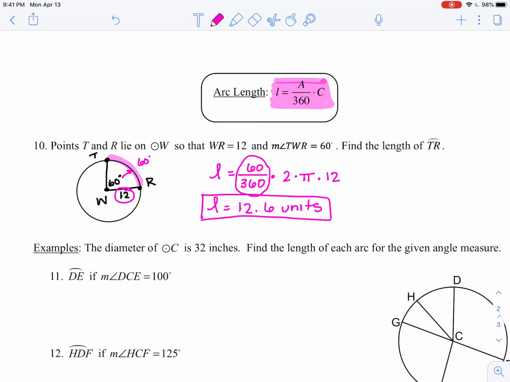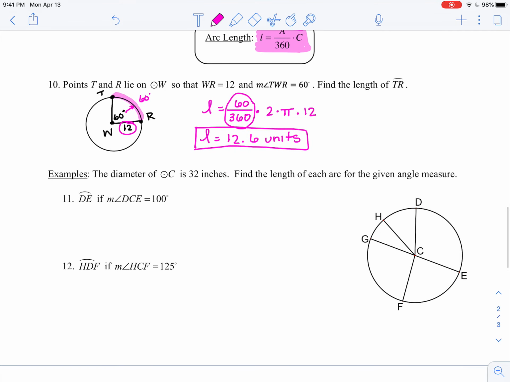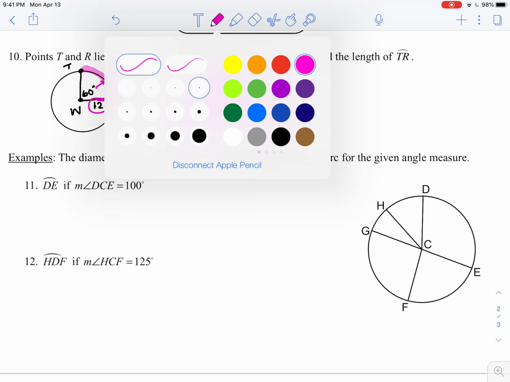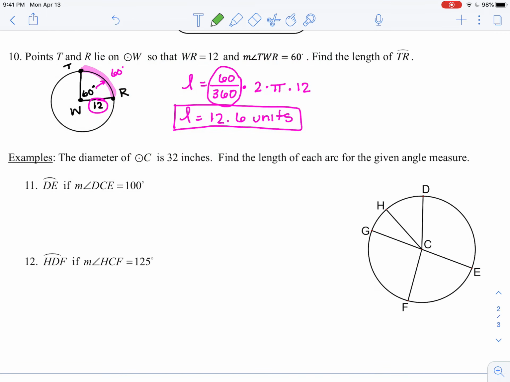And the last 2 questions are to practice arc length as well. In question number 11 and 12, it says the diameter of the circle is 32 inches. Find the length of each arc for the given angle measure. So in question number 11, we're asked to figure out the length of arc DE. So here we want this minor arc because it has 2 letters, so arc DE. If the measure of angle DCE is 100 degrees.